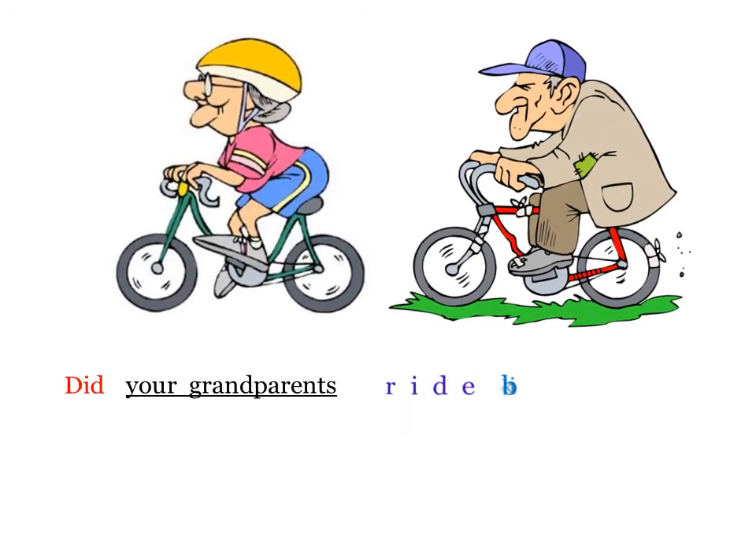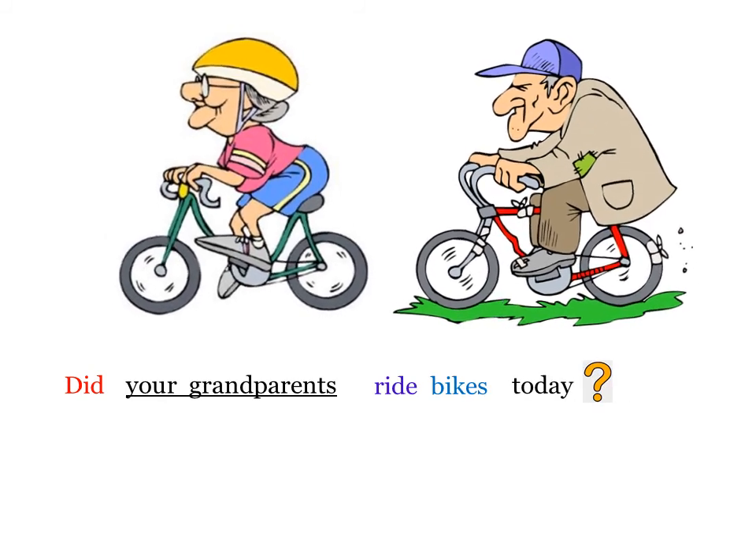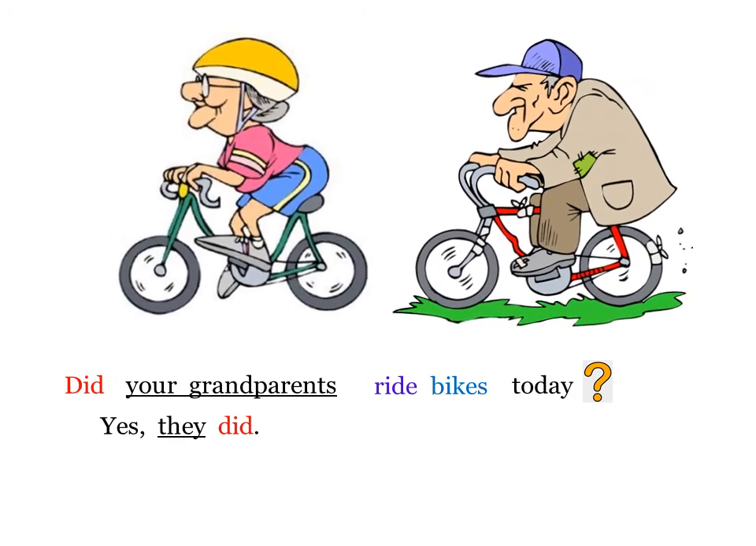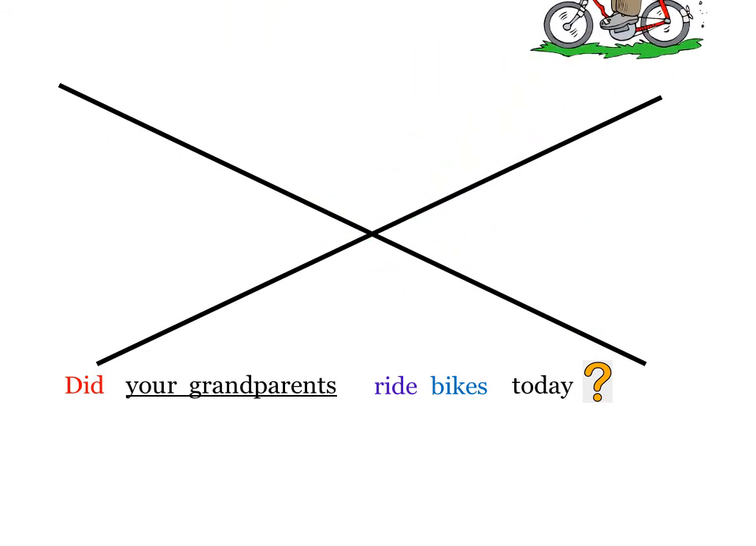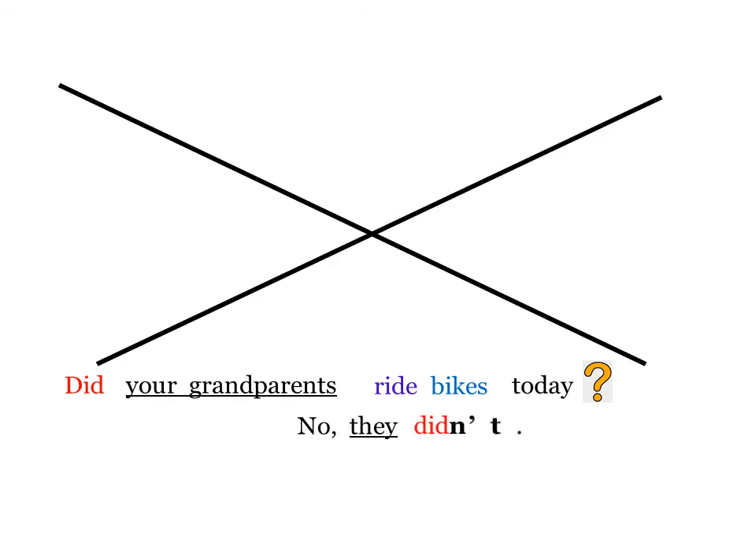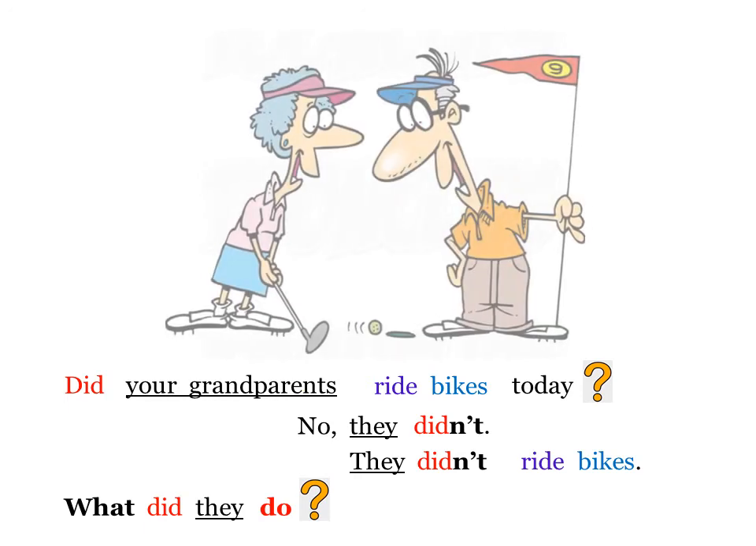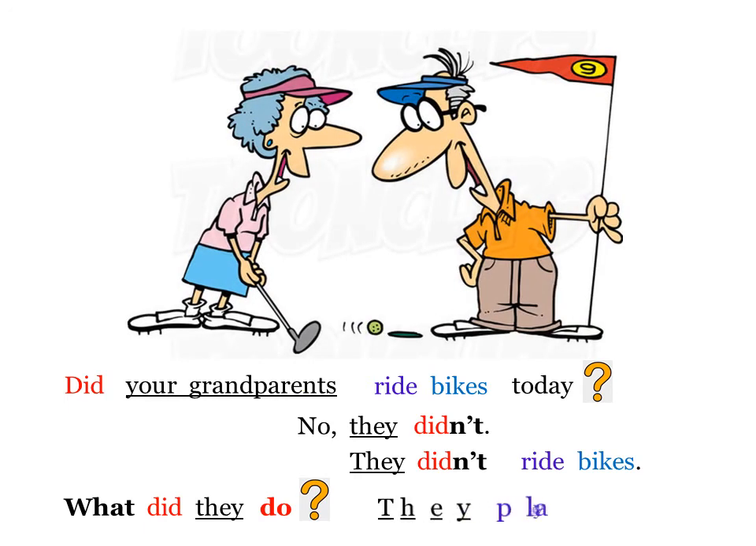Did your grandparents ride bikes today? Yes, they did. Did your grandparents ride bikes today? No, they didn't. They didn't ride bikes. What did they do? They played golf.